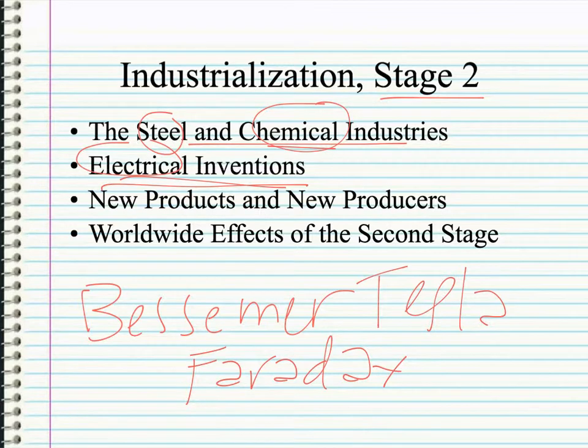And many would argue that his most important invention was actually the Industrial Research Facility, because it institutionalized the process of invention, new products, and new producers. So the second half of the Industrial Revolution corresponded with the era of big business. And there were these cartels that were pretty much monopolists.